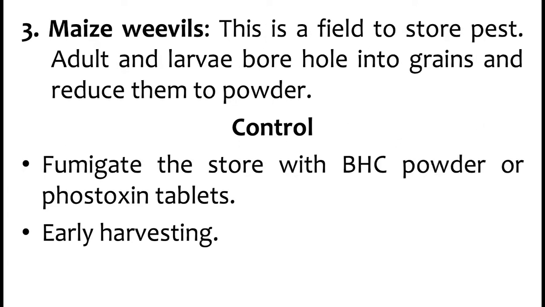Maize weevil is another pest. This is a field to store pest. That is, it can attack the maize from the field to the store. Adult and larva bore holes into grains and reduce them into powder form. Control method: you fumigate the store with BHC powder or Phostoxin tablet, or do early harvesting.